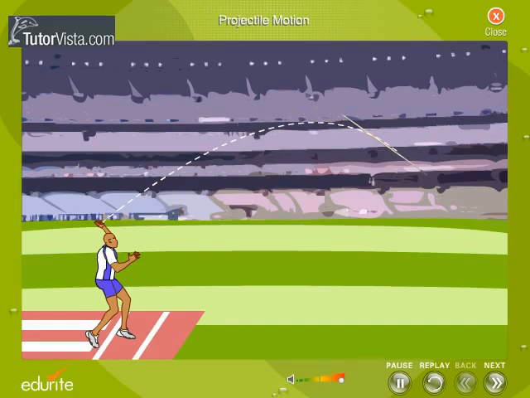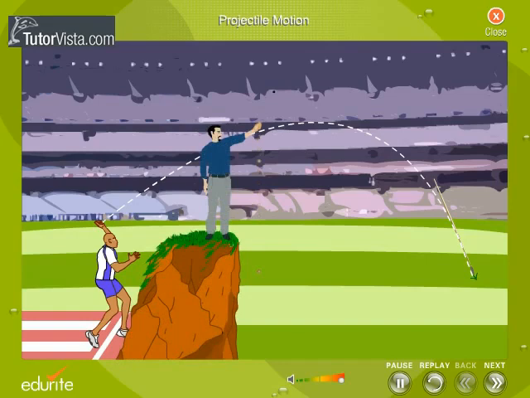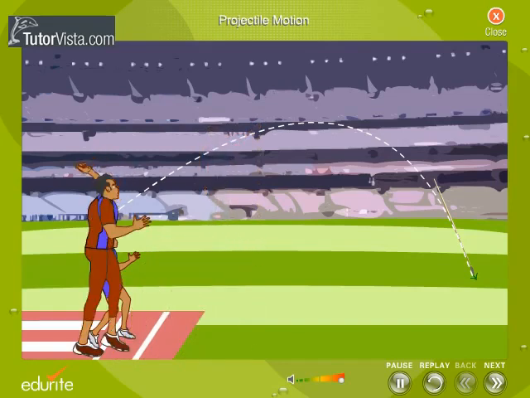Such objects like javelin, which move along a path determined by gravity and air resistance, are called projectiles. The path followed by a projectile is called trajectory. An object dropped from a height, an object thrown vertically upwards, and objects thrown obliquely upwards are examples of projectiles. In all these cases, the influence of air resistance is neglected.